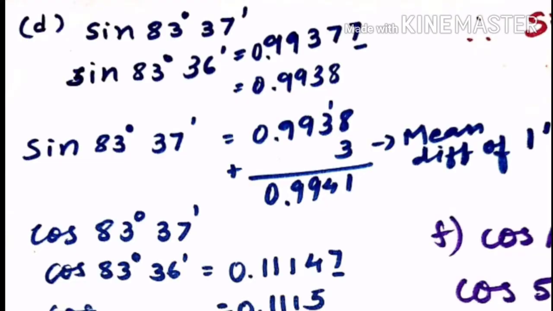Question number D, you are given 83 degree 37 minute. So first of all we will find its sine value. For that you will open the natural sine table, second page. On that page you will find 83 degree in the very first vertical line. In that 83 degree row you will see 36 minute.